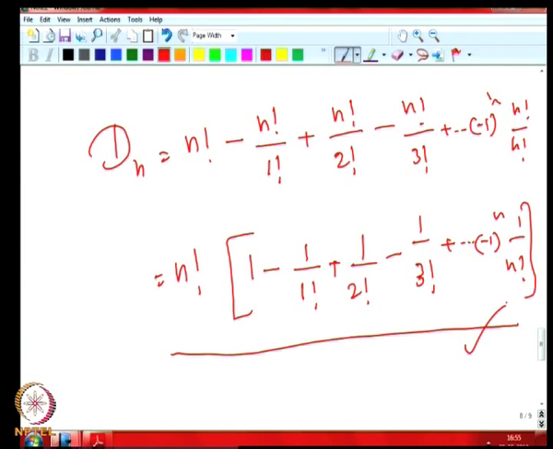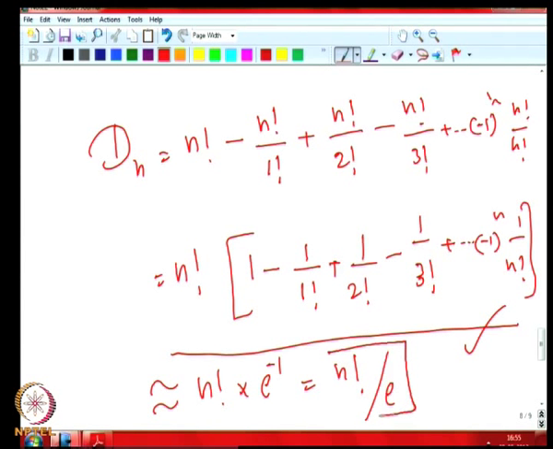So, we can say that as n becomes large, this is approximately equal to n factorial into e raised to minus 1. You see that if n is greater than or equal to 7 or 8, it is very close. You can just do some computation and see it is already getting very close. After some time, when n is reasonably large, the difference between n factorial by e and this formula will be very small.